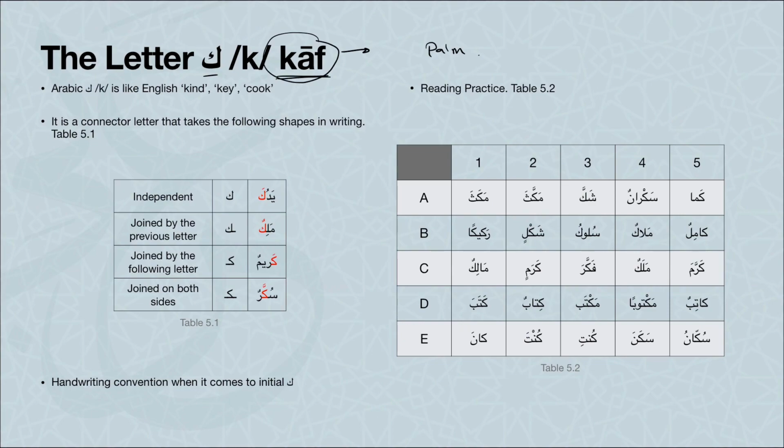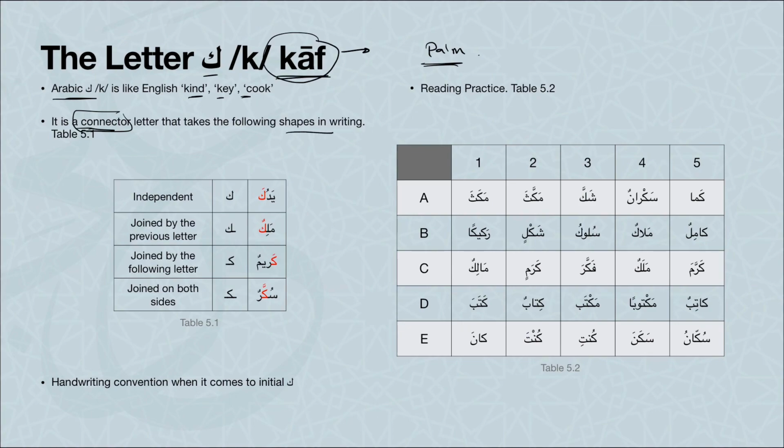This is, if you want to trace it back to the Phoenician alphabet, where most of the alphabets were derived from. So the Arabic kaf is like the English kind, key, and cook. Of course, cook is a C, but I'm talking about the phonetic quality. And as we've learned with every letter, when writing it there are two paradigms: either the letter is a connector or a non-connector. But kaf, like the majority of letters, is a connector letter that connects to the following shapes in writing.